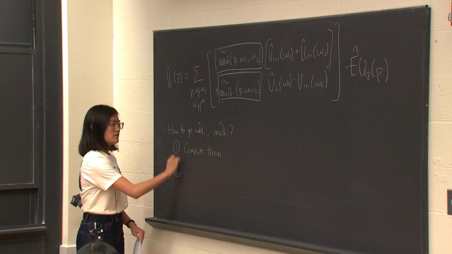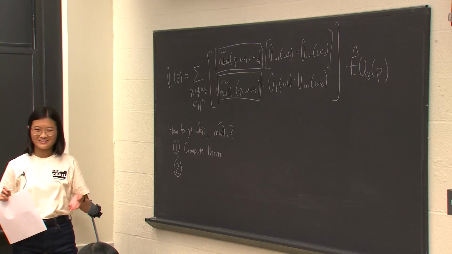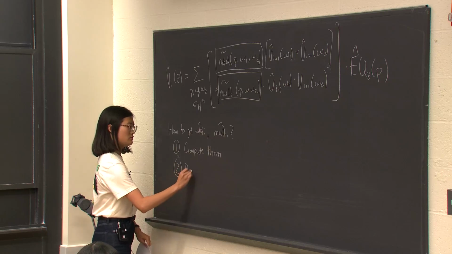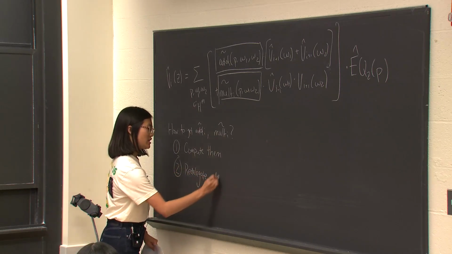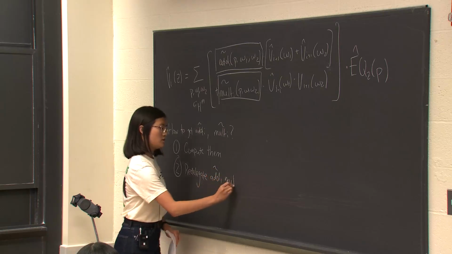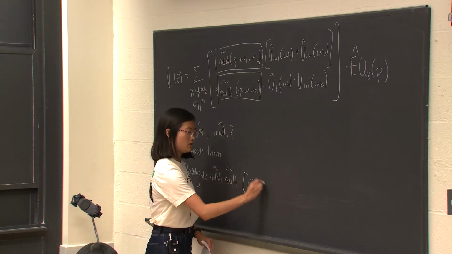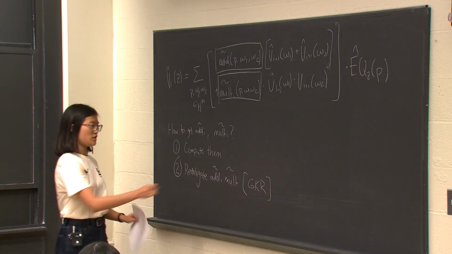Another way to do it is we already know how to do GKR. Like we already know how to sort of delegate a circuit, right? So let's redelegate the add and mult gates. We're going to redelegate add and mult. And this is indeed what they do in the original GKR paper. But we're not going to do it today. So this is another thing you could do. But today we're going to show how to compute them.